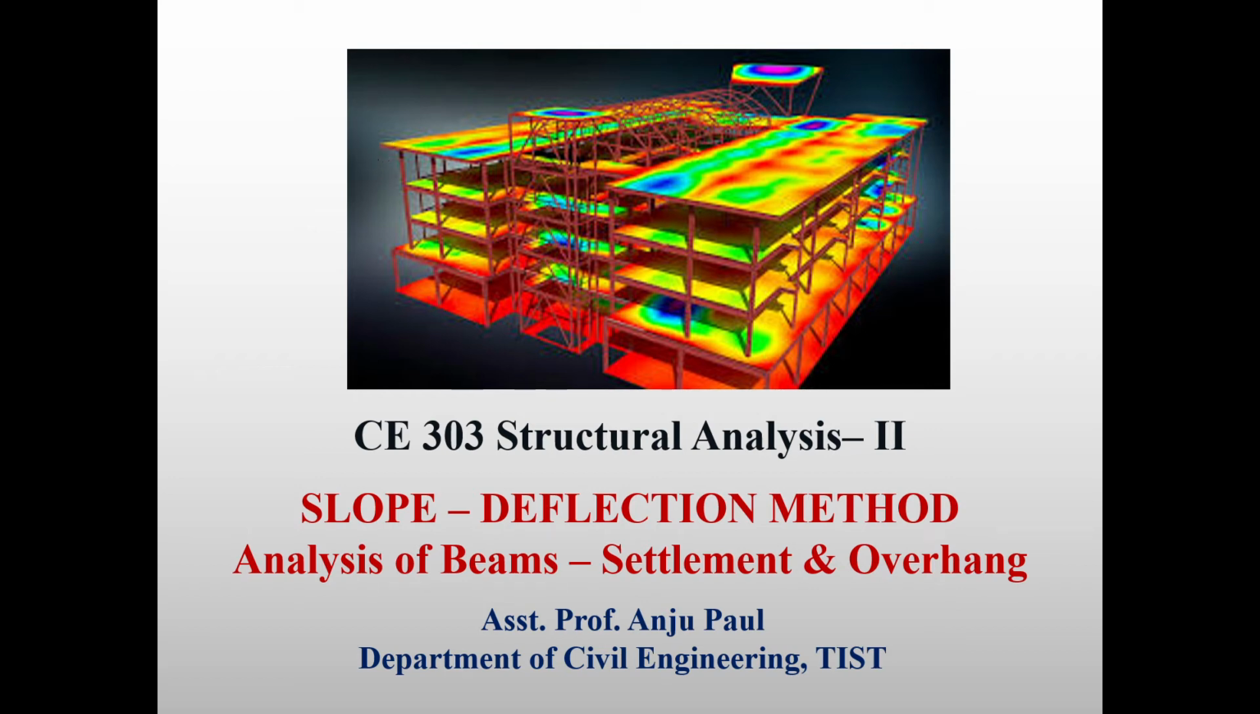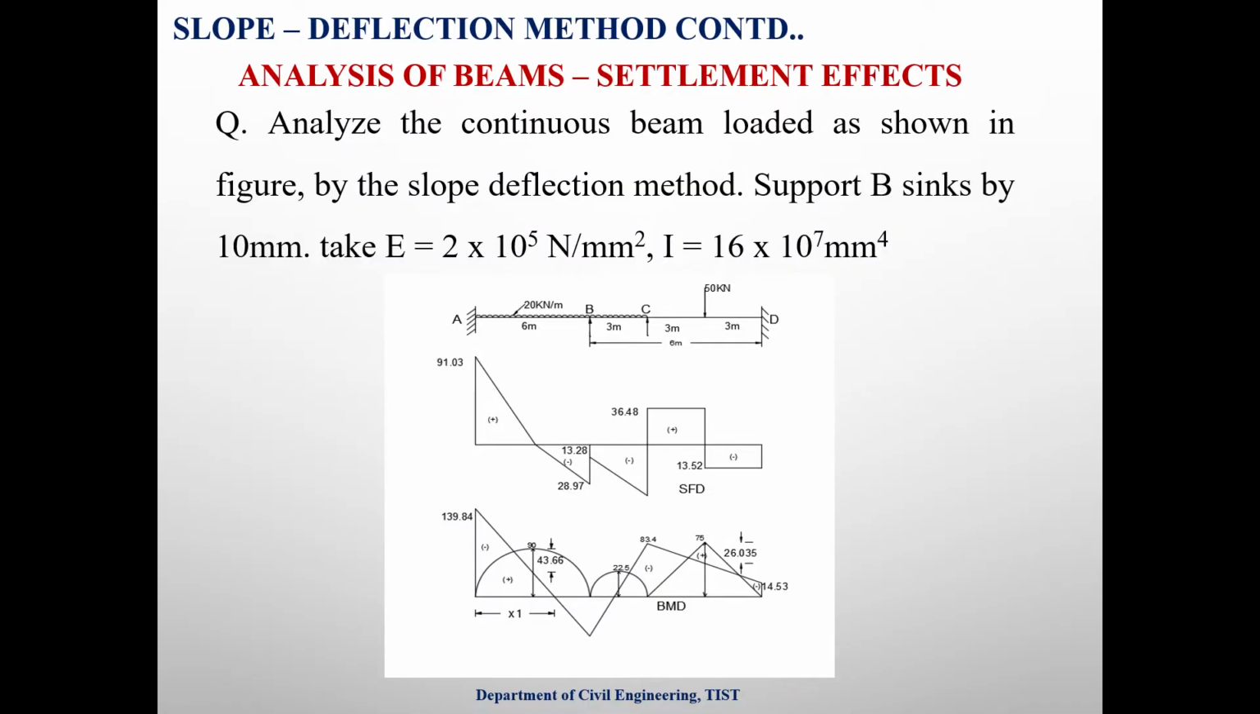Dear students, we are continuing module 2, the slope deflection method for the analysis of beams with settlement effects and overhanging effects. Moving on to the problem with settlement effects: analyze the continuous beam loaded as shown in the figure by the slope deflection method. The support B sinks by 10 mm. Take E equal to 2 into 10 raised to 5 Newton per mm square and I equal to 16 into 10 raised to 7 mm raised to 4.